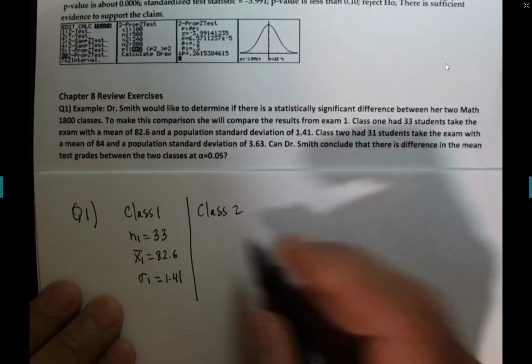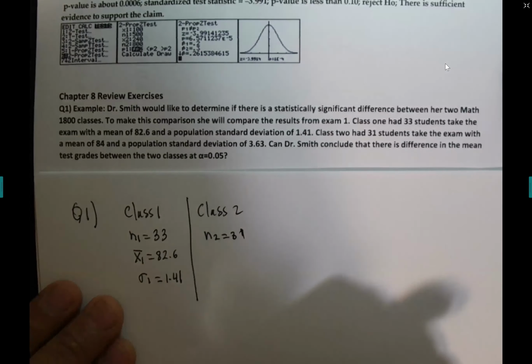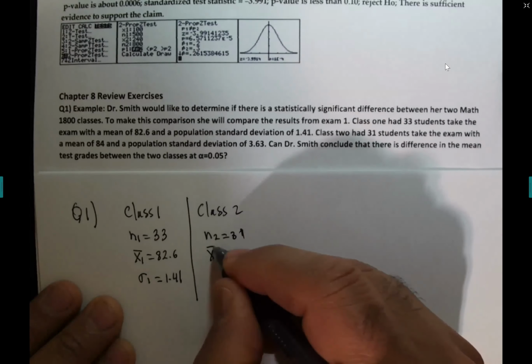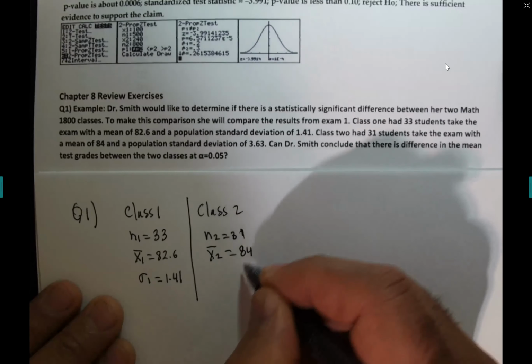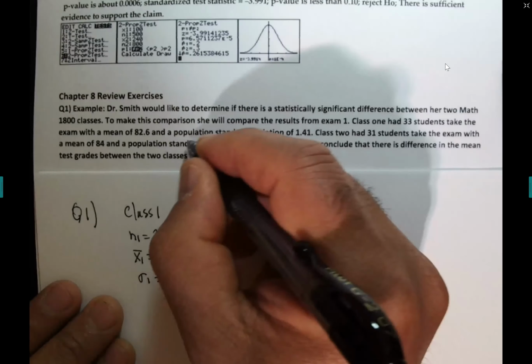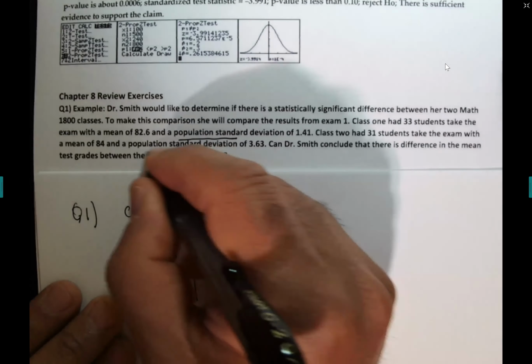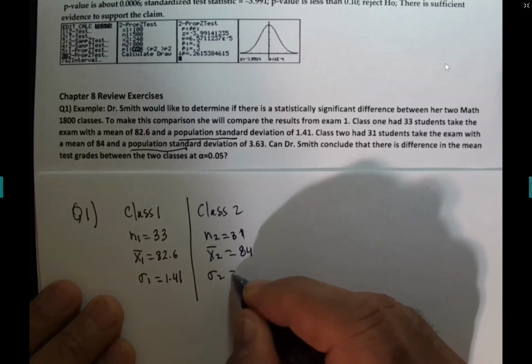Class 2 had 31 students. So N2 is 31 students. Take the exam with a mean of 84. And a population standard deviation. See, guys, it says a population standard deviation. So sigma 2 is 3.63.